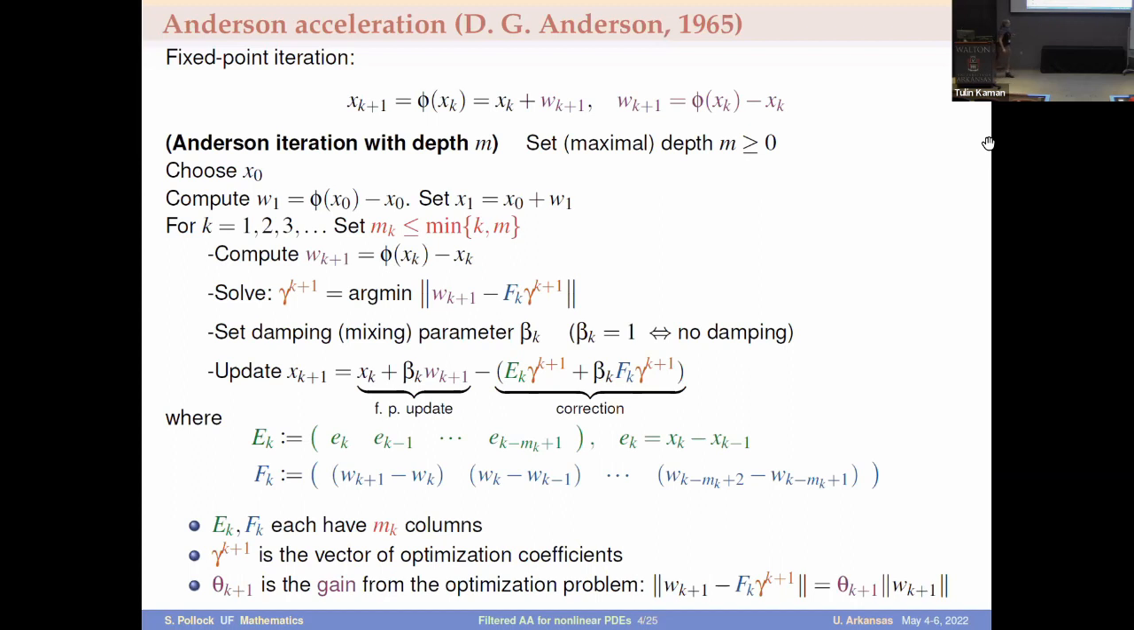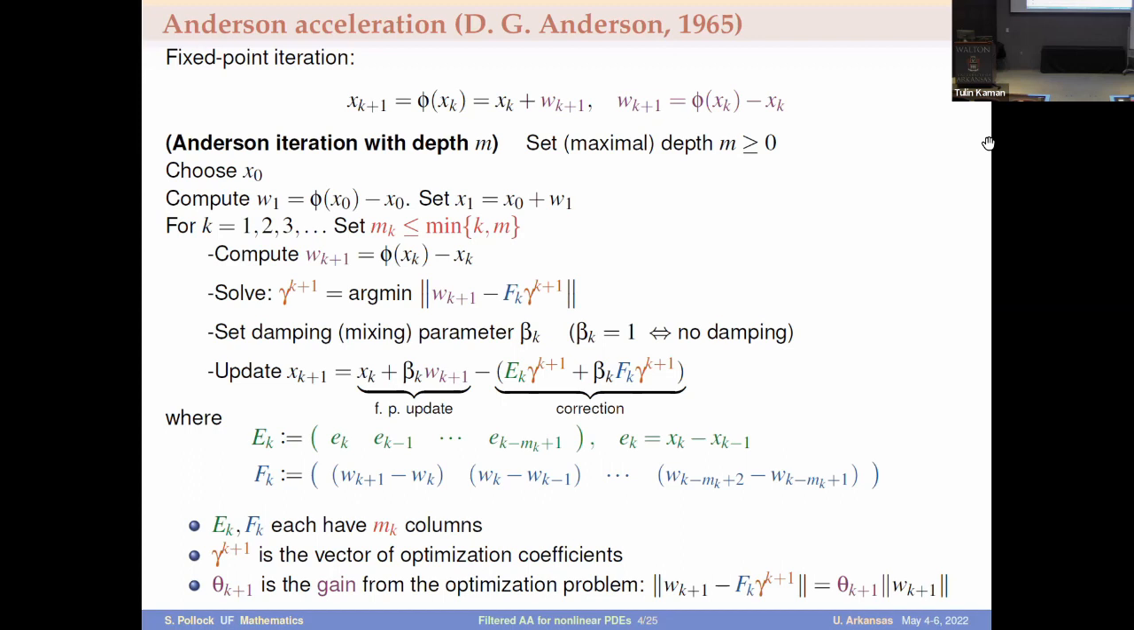All right, so here's the Anderson acceleration algorithm. Here's our fixed point iteration. We have x_{k+1} equal to phi of x_k, which I like to write as x_k plus w_{k+1}, where w_{k+1} is your update step. But of course, you can also write it like this, where w_{k+1} is phi of x_k minus x_k. So we also sometimes just call it the residual.